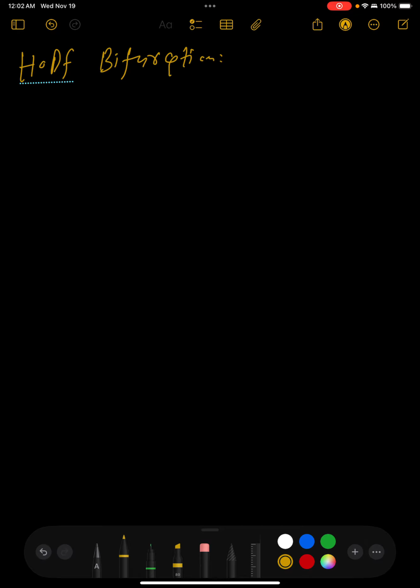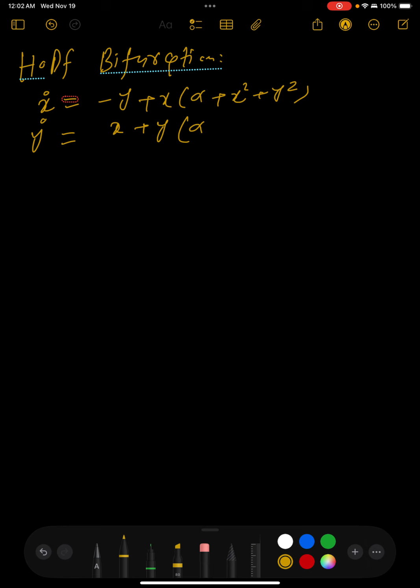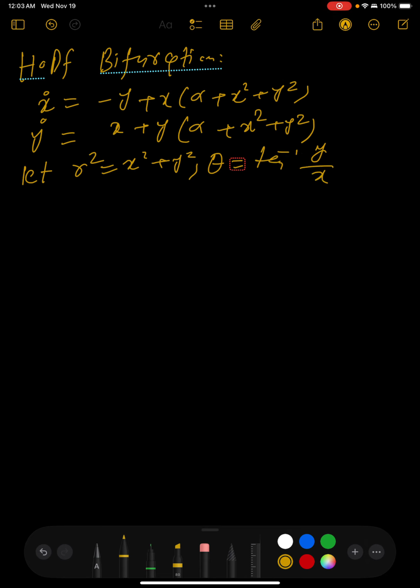Okay, we will consider x dot is actually minus y plus x times alpha plus x square plus y square, and y dot is actually x plus y times alpha plus x square plus y square. So to convert this into polar coordinates, we will assume that r square is actually x square plus y square, and theta is tan inverse of y divided by x, and this will give us r dot is actually r alpha plus r square, and theta dot is actually 1.